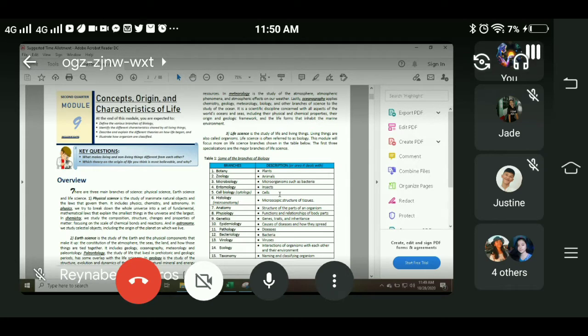This covers the question about what makes living things and non-living things different from one another. We will also answer the question of which theory on the origin of life you think is the most believable and why. So, we will answer that.